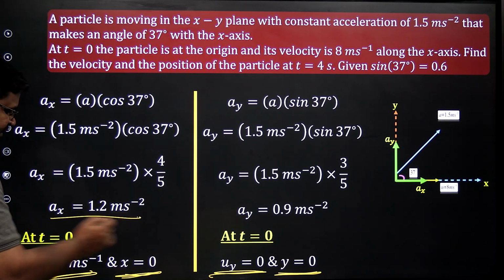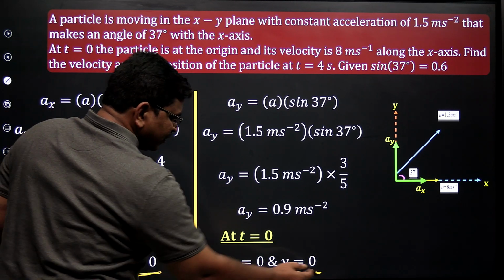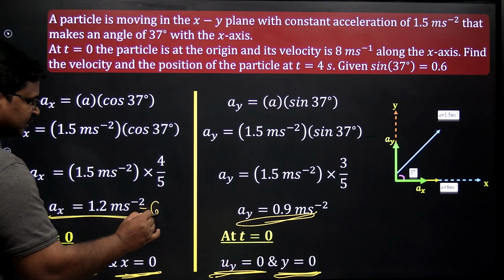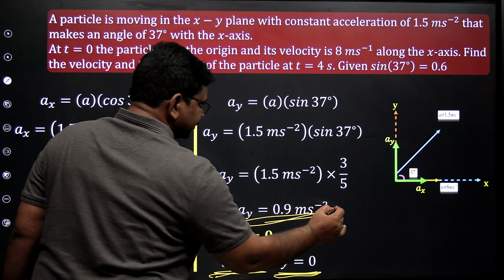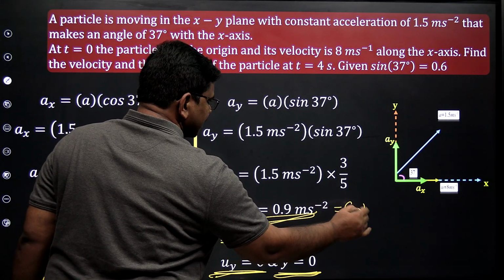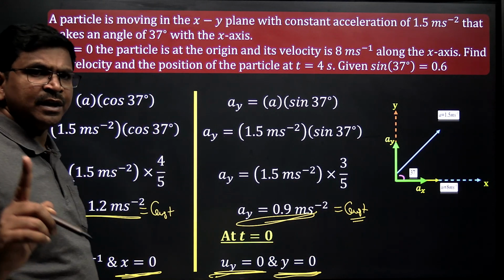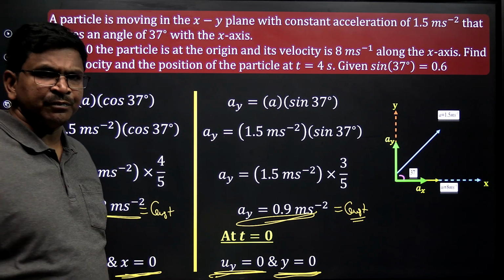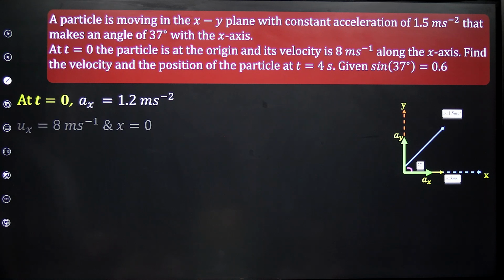Just by keeping these things, which ones? ux, x and ax. uy, y and ay. Here if you observe, this is constant and this is also constant. Whenever you have constant acceleration, keep in mind we are legally allowed to use equations of motion. So along the x-axis, along the y-axis, we go through that one only.